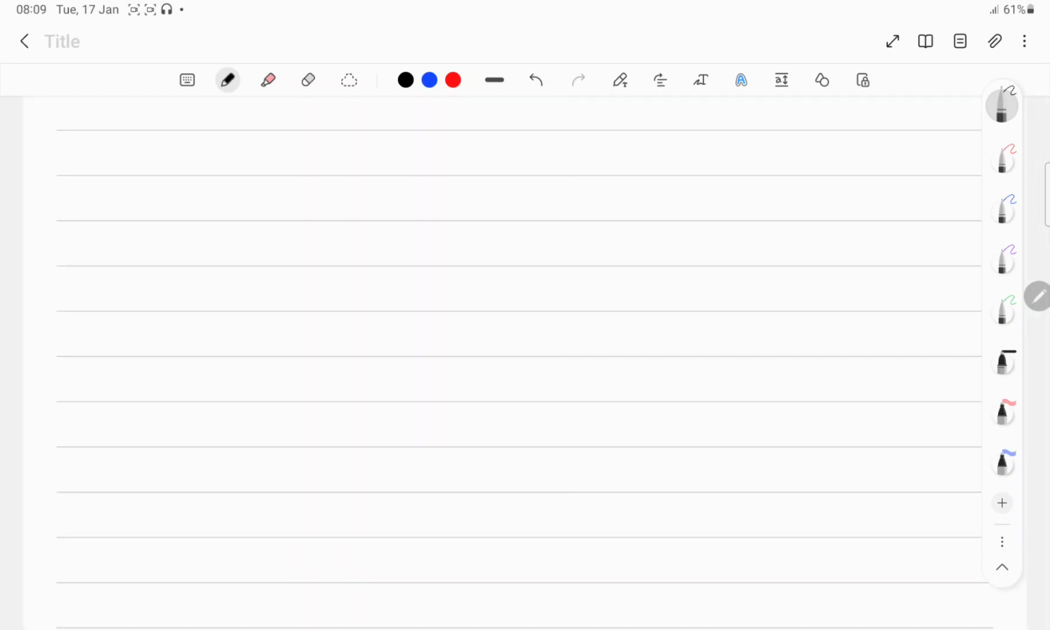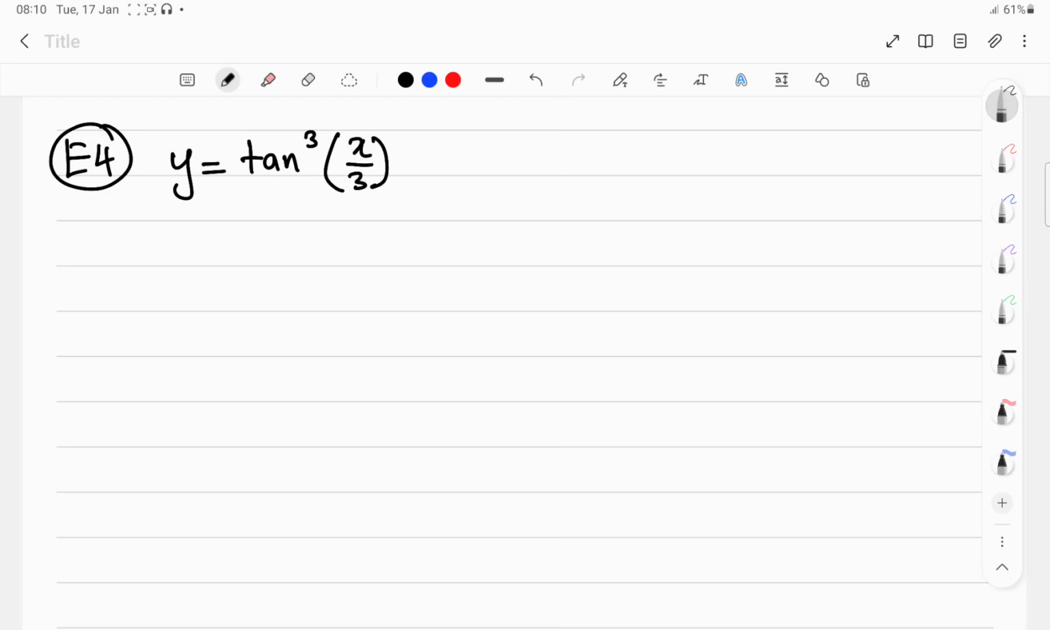So next, example 4: y equals tangent cube x over 3. So for this one, we have a little bit different one. Previously, we don't have sine, cos and tangent with a power. So this one we have to rewrite.